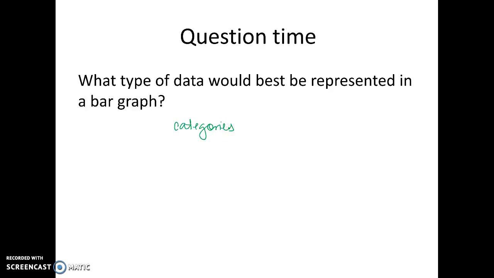We saw votes. I've seen things like per month. So sometimes monthly segments are good. Years are going to be more usually a line graph, but months are good in a bar graph as well.